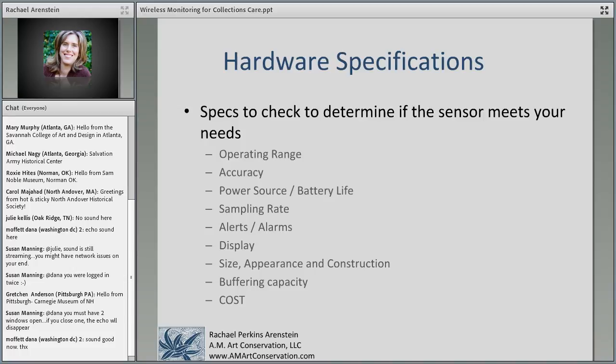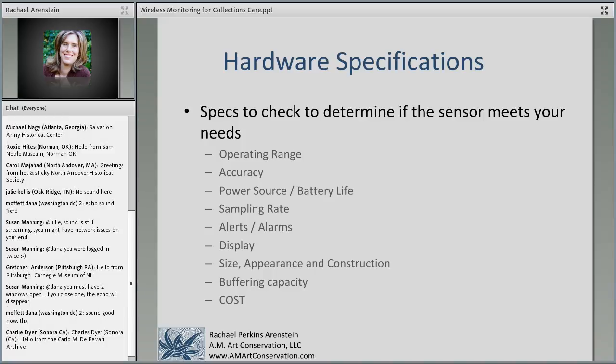The ability to use a wireless system to relieve you of the need to download your data may not be as good a trade-off if you still have to replace batteries every 6 months.